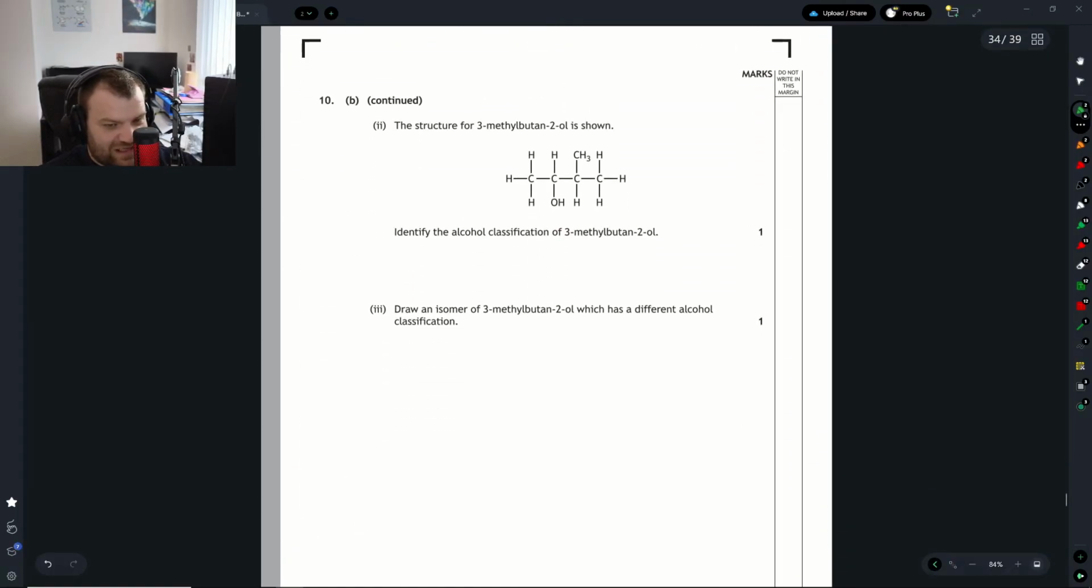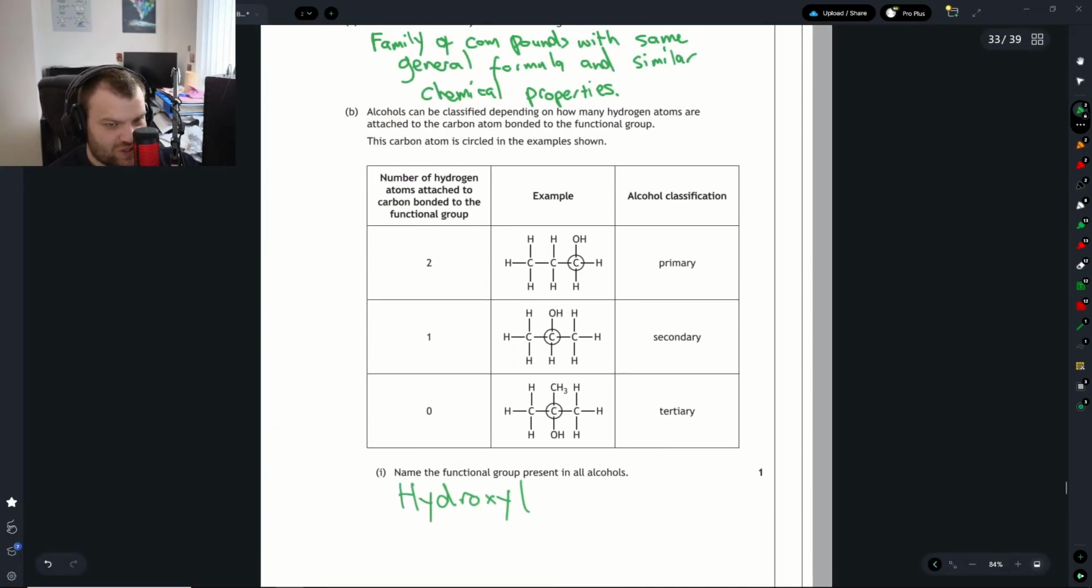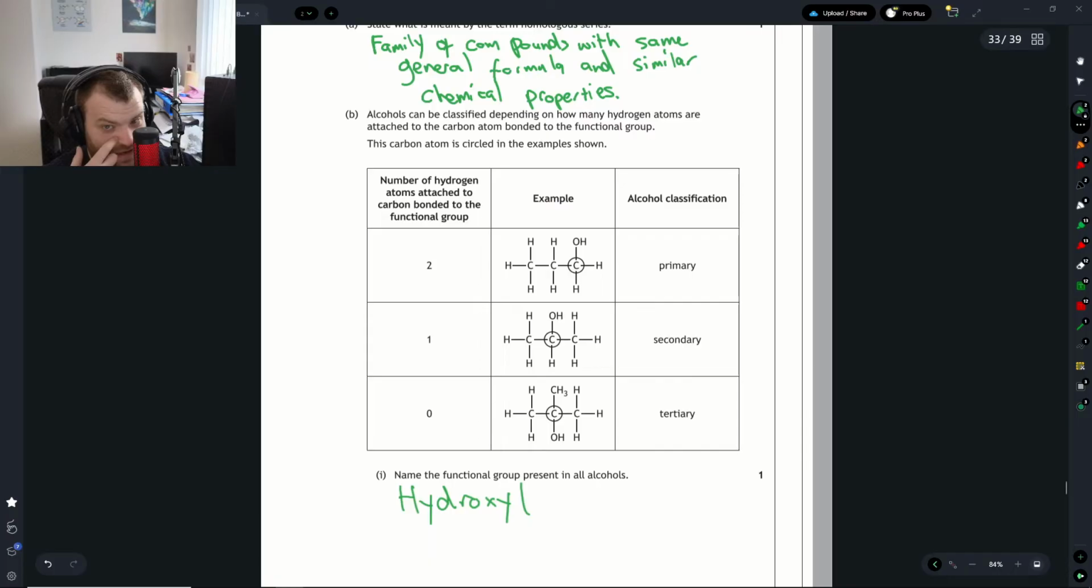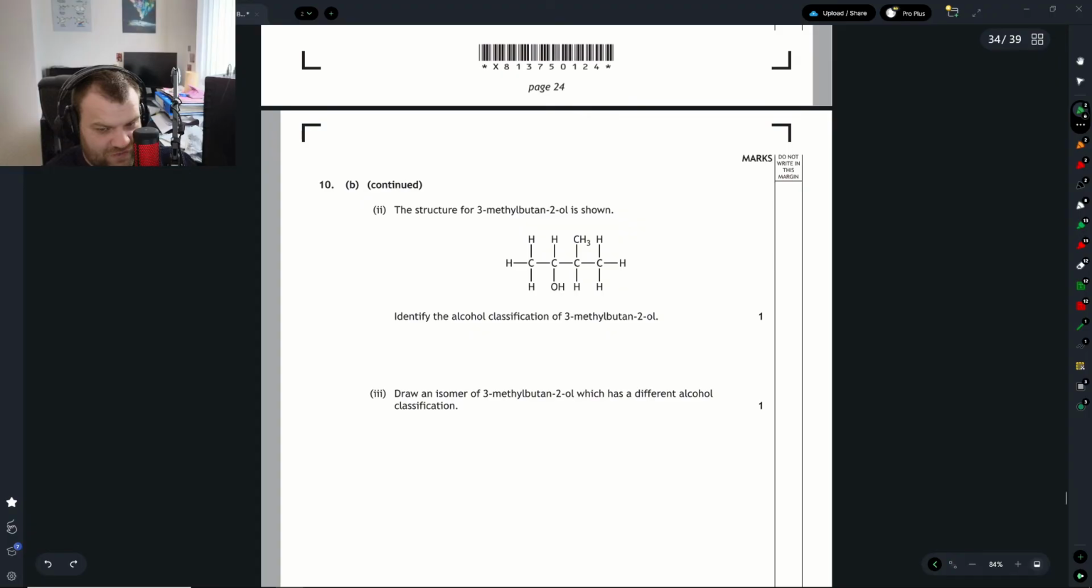Structure shown, and we have to identify the classification of this particular chemical. It goes up and tells us it's all to do with how many hydrogens are attached to the carbon bonded to the functional group. And they've circled, in each case, the carbon that has the OH attached. Let's do that for ours. We've got this carbon here.